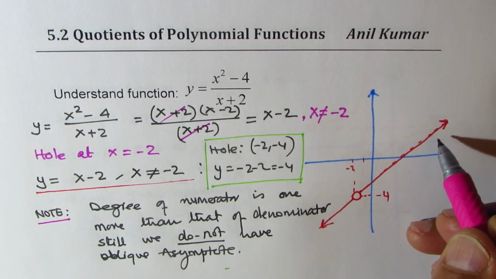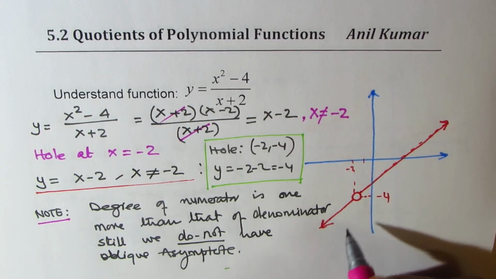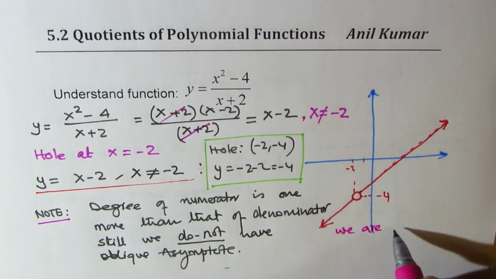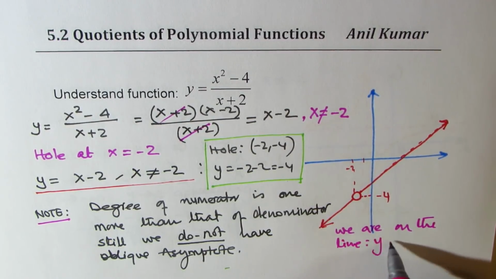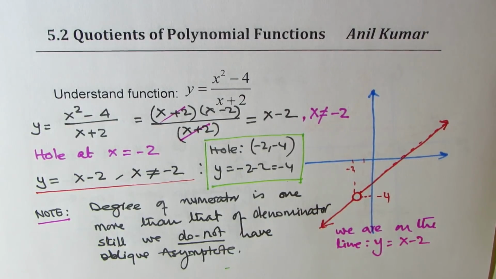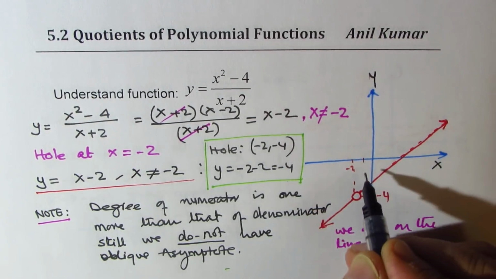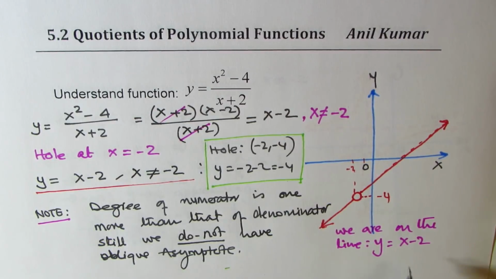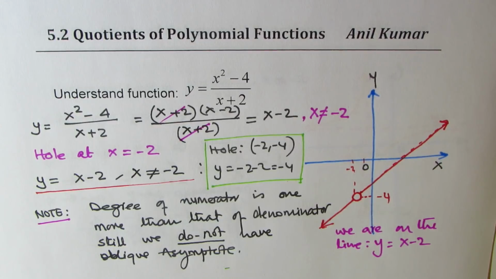We are not approaching anywhere. We are already on the line, right? Since you see, we are not approaching, we are on the line. Do you understand? We are not approaching the line y equals x minus 2, right? So I hope this concept is clear. Now this is very important to understand because in many multiple choice questions, you may get the question: will this have an oblique asymptote or not? The answer is no. It is a straight line with a hole at x equals minus 2.